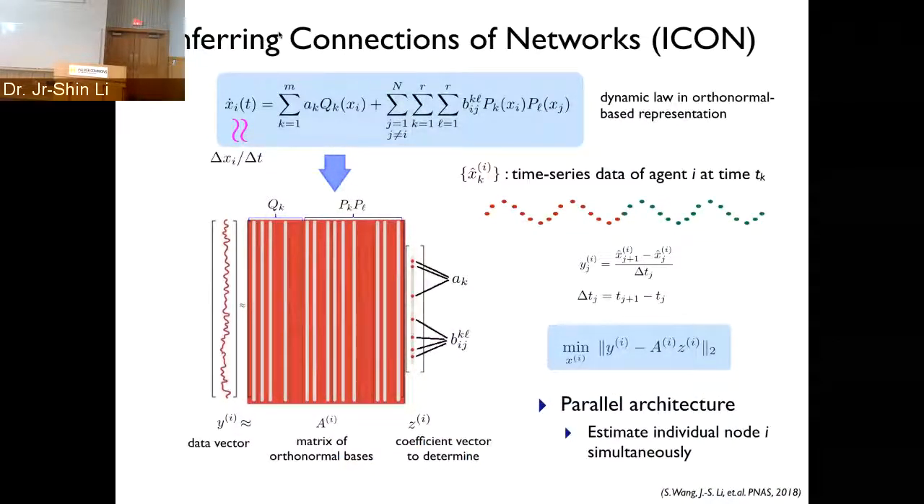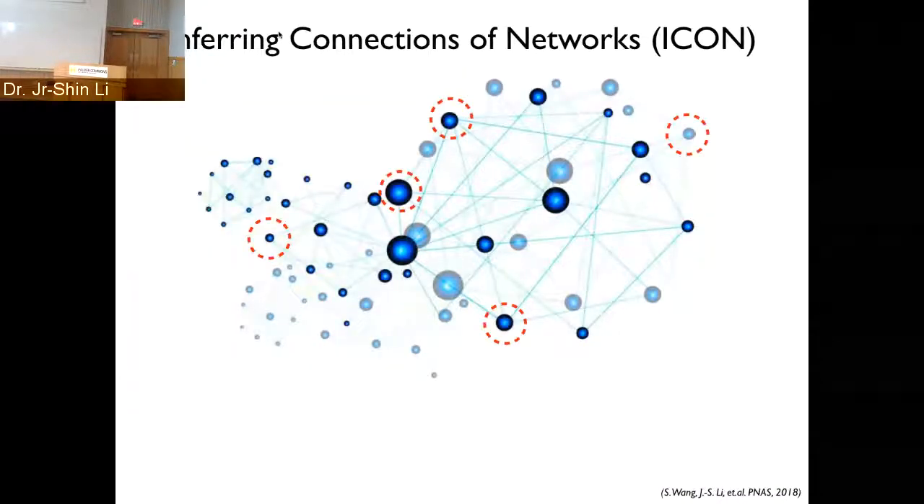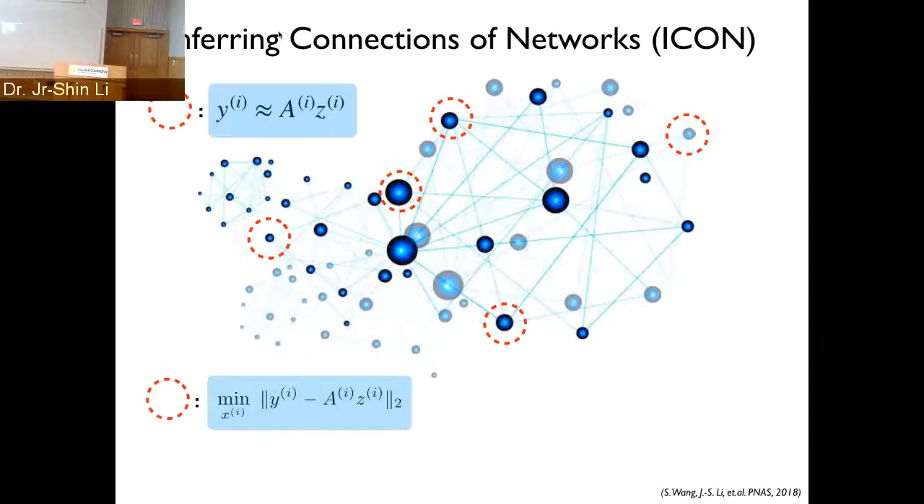So anyway, we can decode this problem into, for each node, I can write this into just this very simple least squares problem, right? If you are considering a huge network, we can do this in parallel. So for the estimation for each node, for example, if I pick this node, I want to estimate all of the connections into and out of this node, as well as its self-dynamics, right? So for each node, we can decode this into a very simple regression problem, right? And then we can do this simultaneously, meaning in parallel, right?